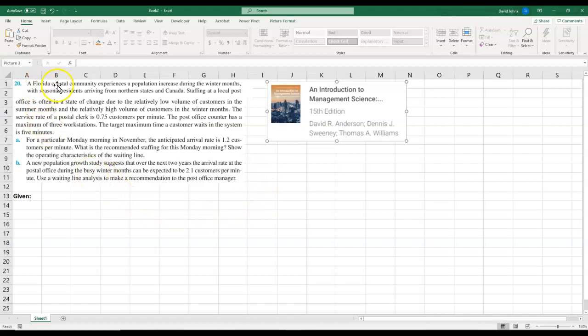It says a Florida coastal community experiences population increase during the winter months with seasonal residents arriving from the northern states and Canada. In Texas, they call those winter Texans. I think they call them snowbirds sometimes too in Florida. Staffing at a local post office is often in a state of change, with relatively low volume of customers in the summer months and relatively high volume of customers in the winter months. The service rate of a postal clerk is 0.75 customers per minute. So let's put this information in as we read it.